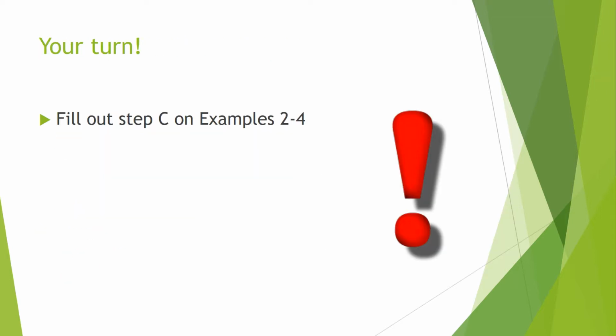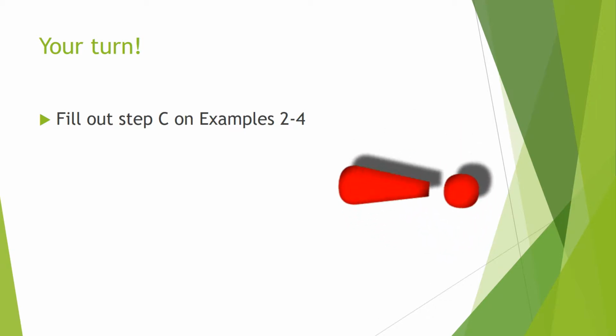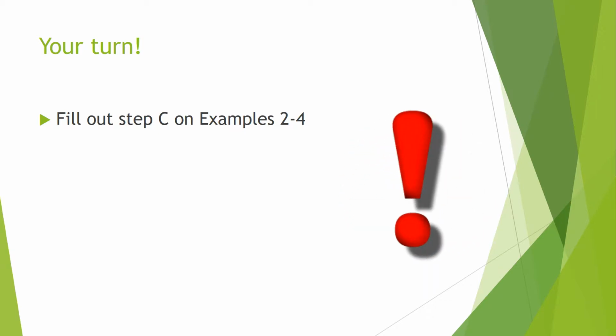Alright, now it's your turn. Complete step C on examples 2 through 4 by putting those genotypes that you found previously on the correct spot on the Punnett square. Once you're done, pause the presentation, and make sure you go ahead and continue the slideshow to figure out what we're doing next.